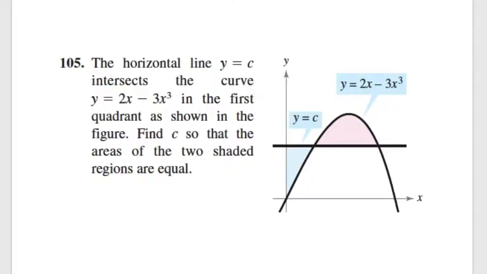In this exercise, we have a cubic function y equals 2x minus 3x cubed, and it is sliced, if we want, by a line y equals c. And now you have the blue area here and the red area there, and we need to find how high y equals c is in order for the two regions in blue and red to have the same area.